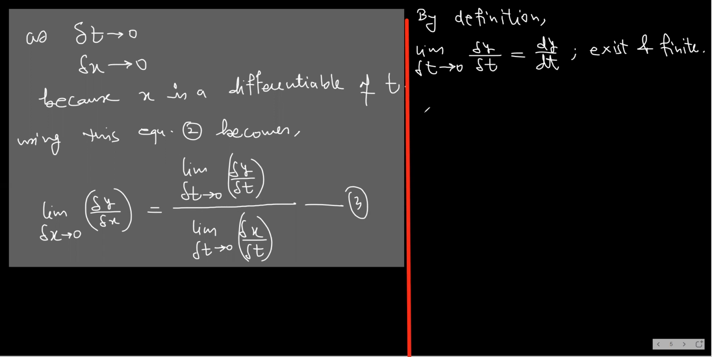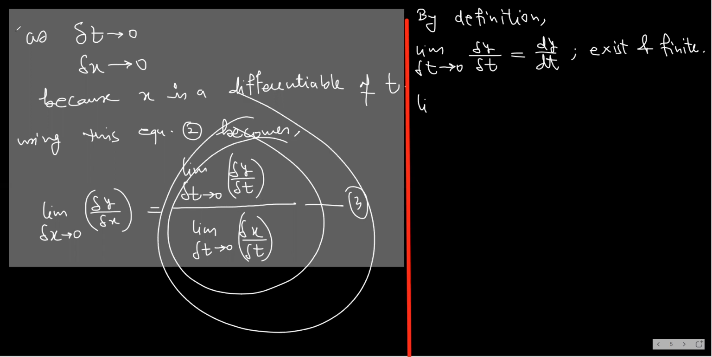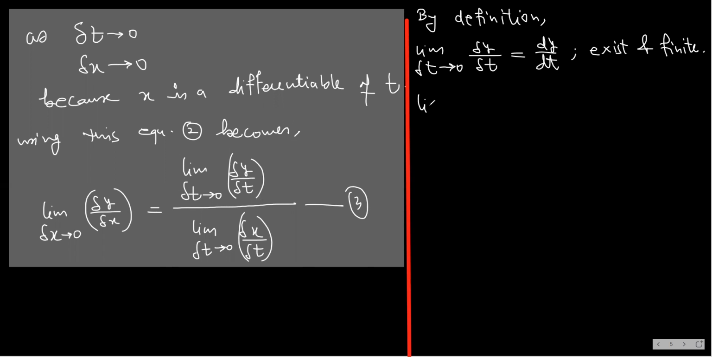Okay. The next one, in the denominator, you will always write for the right hand side first. Remember, always write for the right hand side first. So I will write here limit delta t tends to 0 and delta x upon delta t. By definition, it is dx by dt. And what would you write? You will write exist and finite.